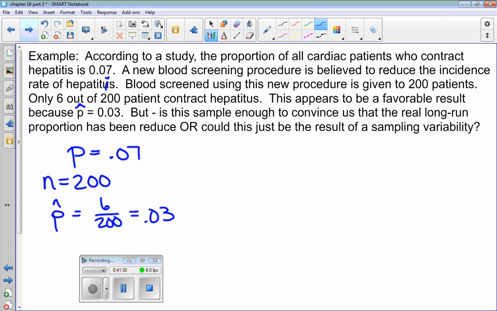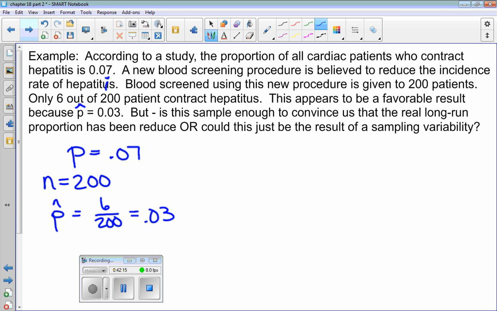All right, so we think it's a favorable result because it appears as though this new procedure reduces the rate of hepatitis. But is it enough information? Do you think that it's enough to say yes? Or could it just be by chance? It's just because samples vary from sample to sample, don't they? So maybe this sample just happened to be low. So this is kind of like the question we asked before. How likely is it that we could get this as a result of chance? Okay? So what do you think we should do?